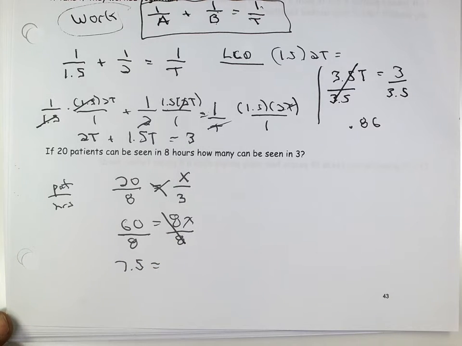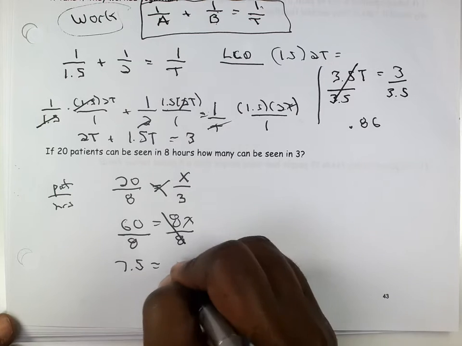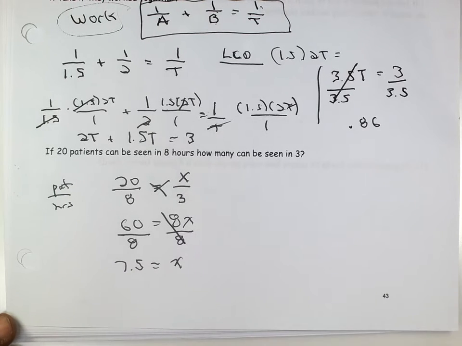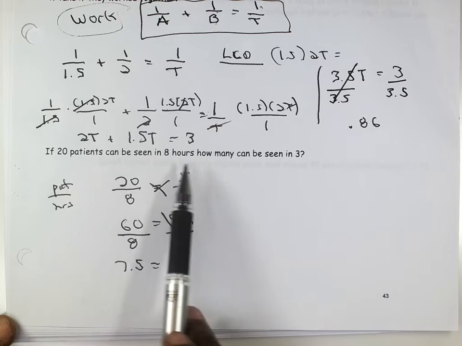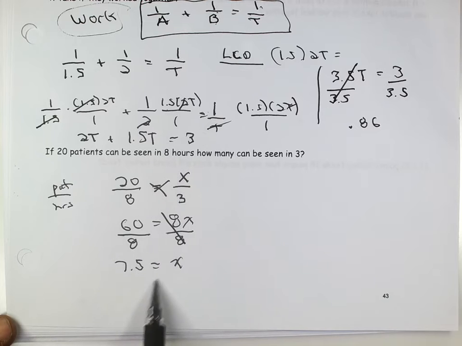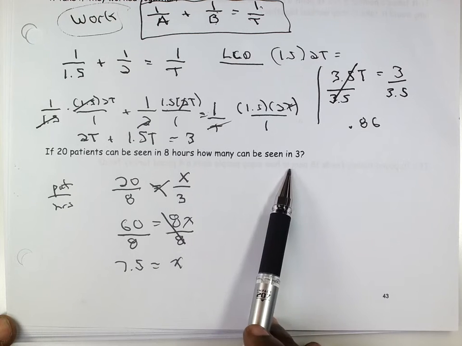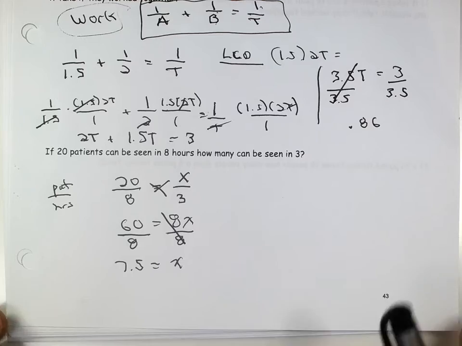And what did I do wrong? 60 divided by 8. Oh yeah, I'm sorry. I was like, did I do something wrong? No. So if 20 patients can be seen in 8 hours, then 7.5 patients can be seen in 3 hours.